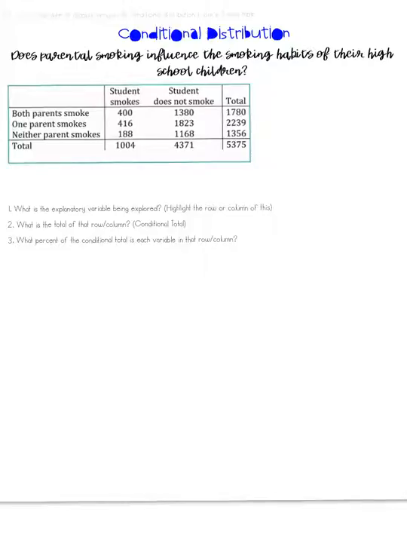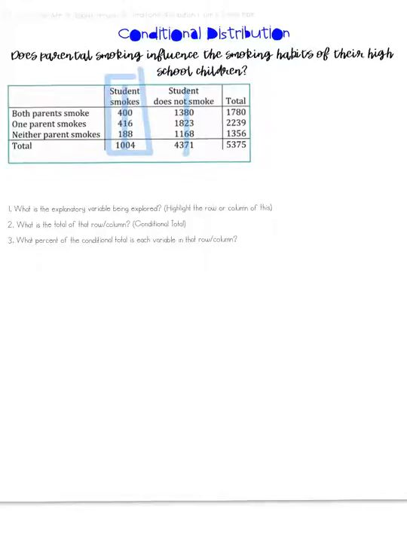So let's go ahead and just calculate one of the conditions and then we'll do the other. Like I said, you have two variables: whether or not the student smokes and whether or not the parent smokes. So let's start with whether or not the student smokes. Based on the condition that the student says, yes, I smoke, what are the habits of those students' parents?